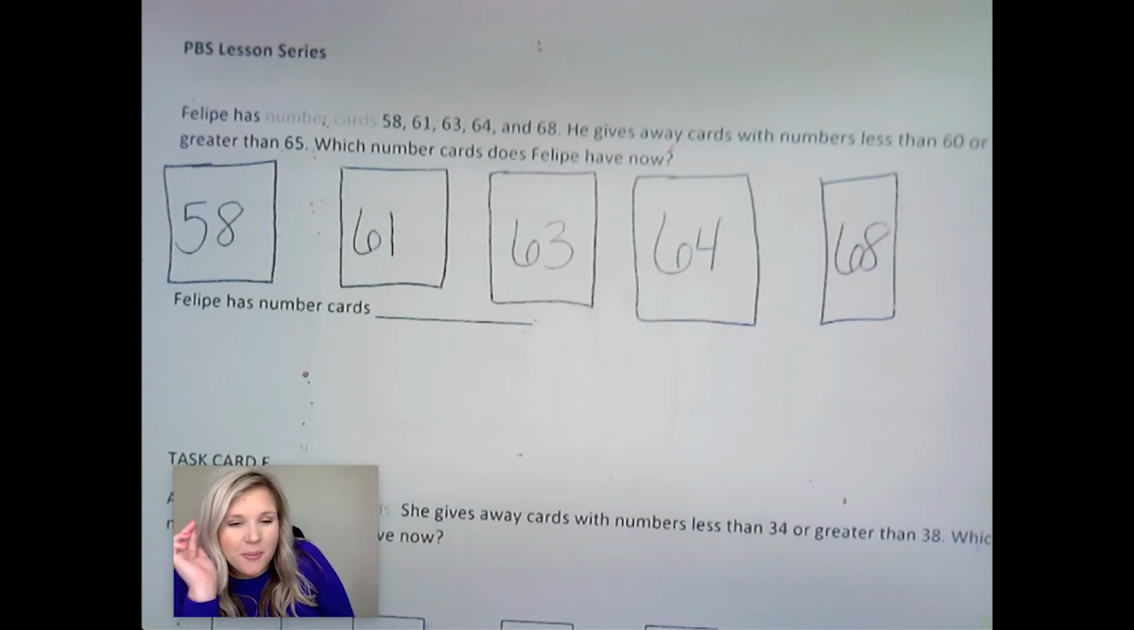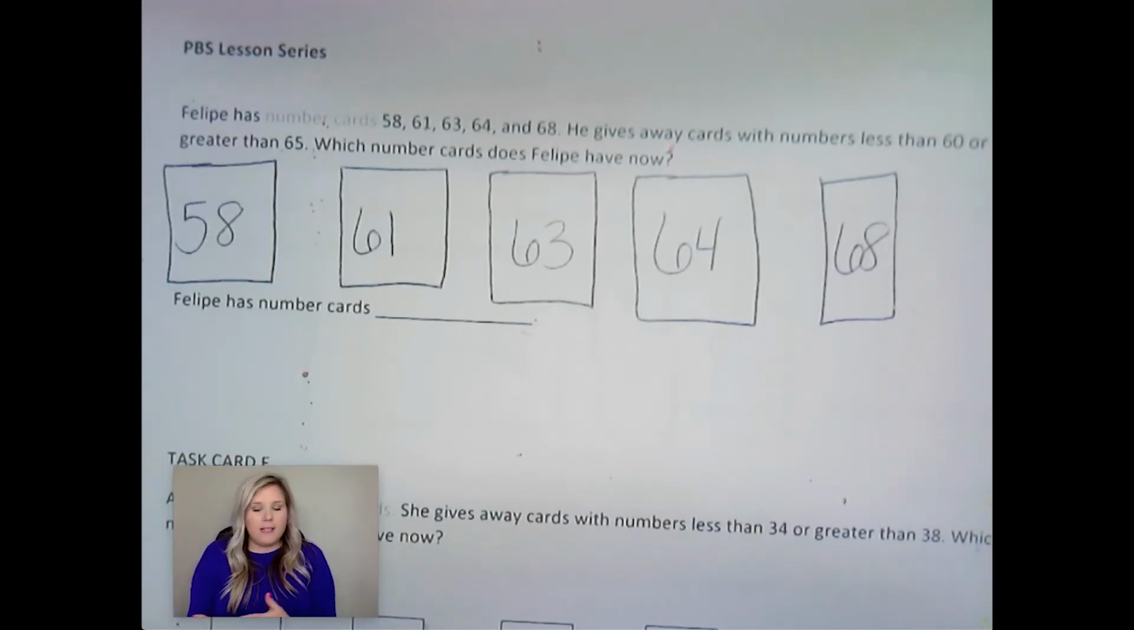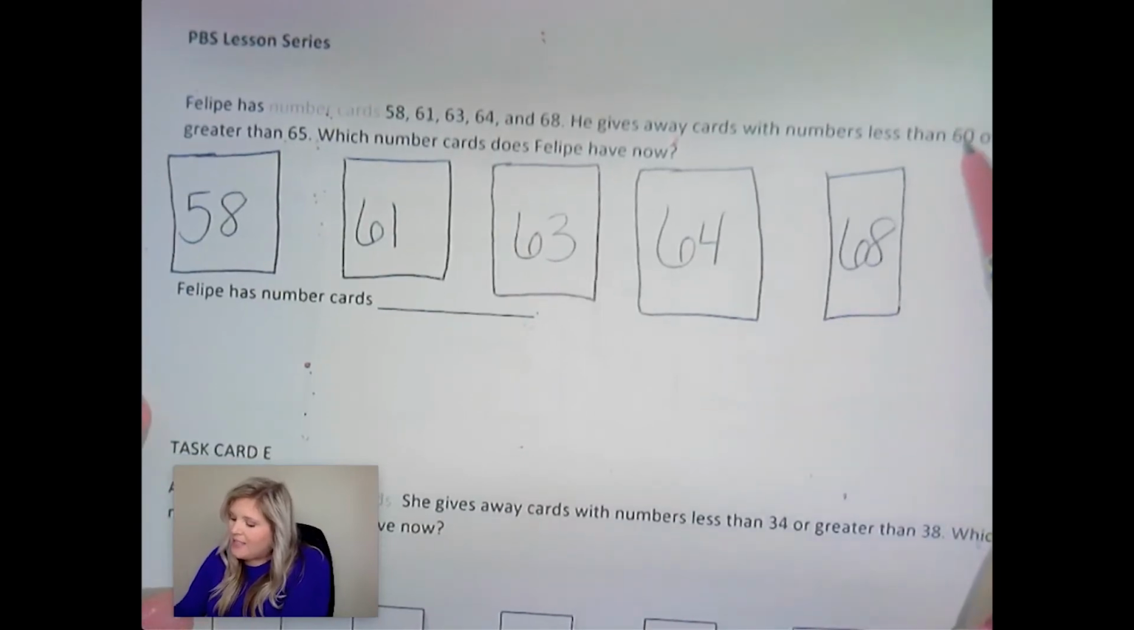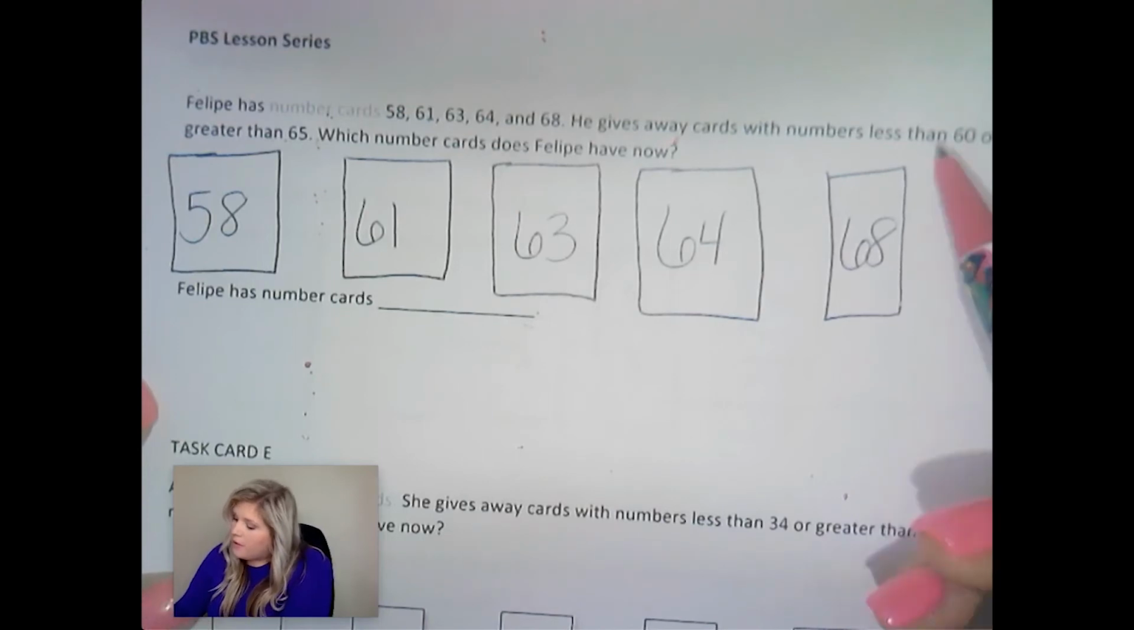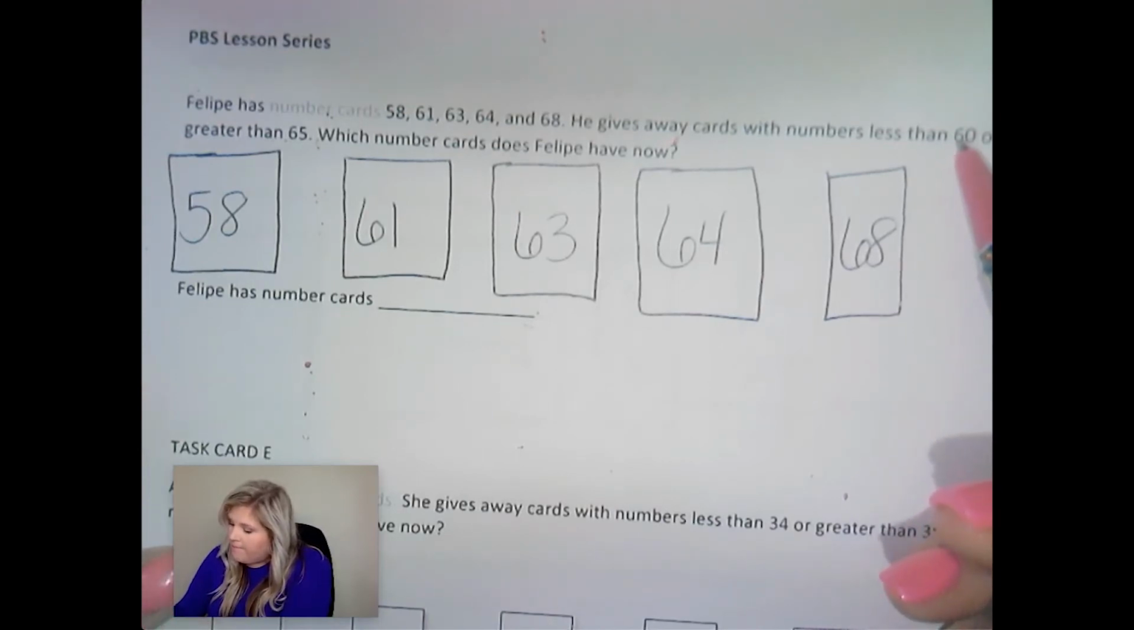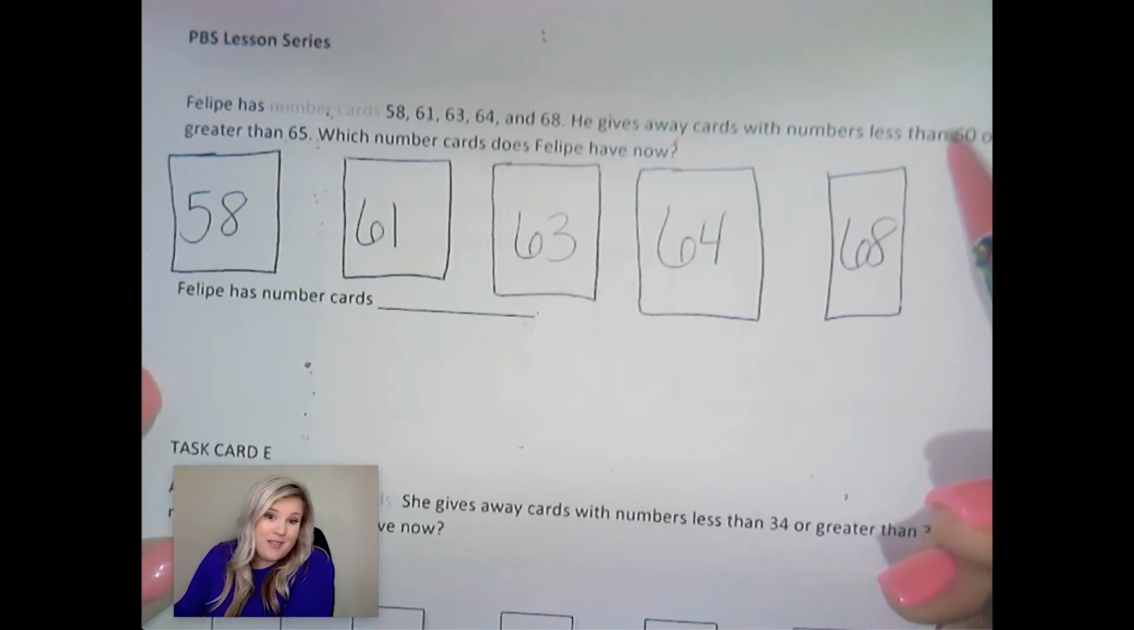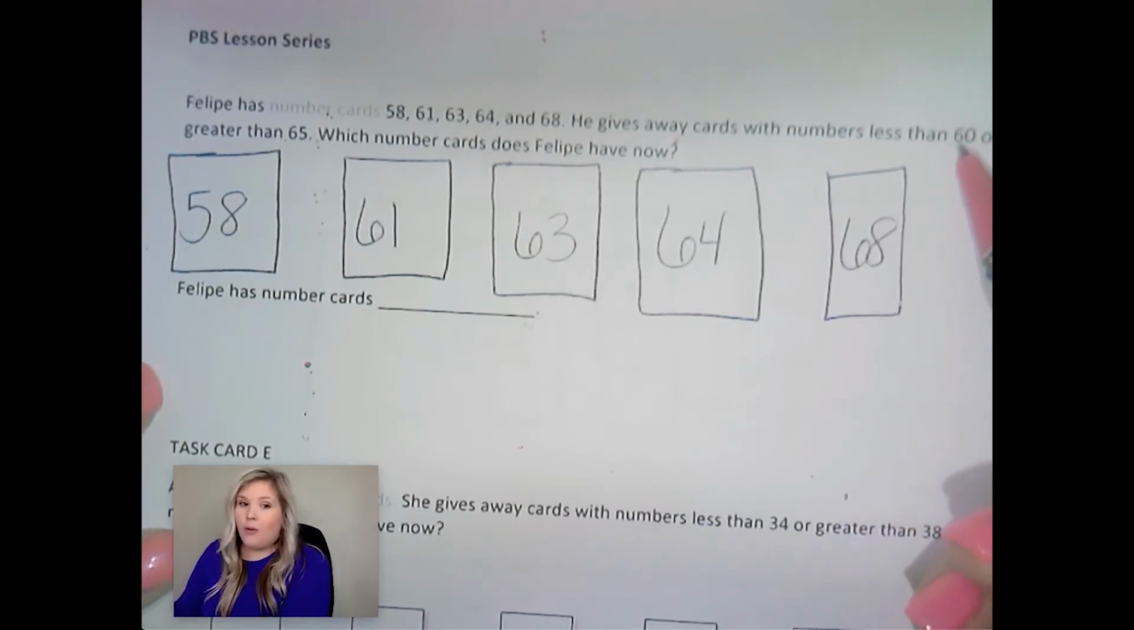You are right. Felipe is giving away cards. So, I'm going to cross out cards on our model. I'm going to find the number cards that are less than 60 or greater than 65. Less than 60. So that means it needs to have the same number of tens, but less ones. But if we already have 0 ones, we can't have less ones than that. So our number card has to have less tens.